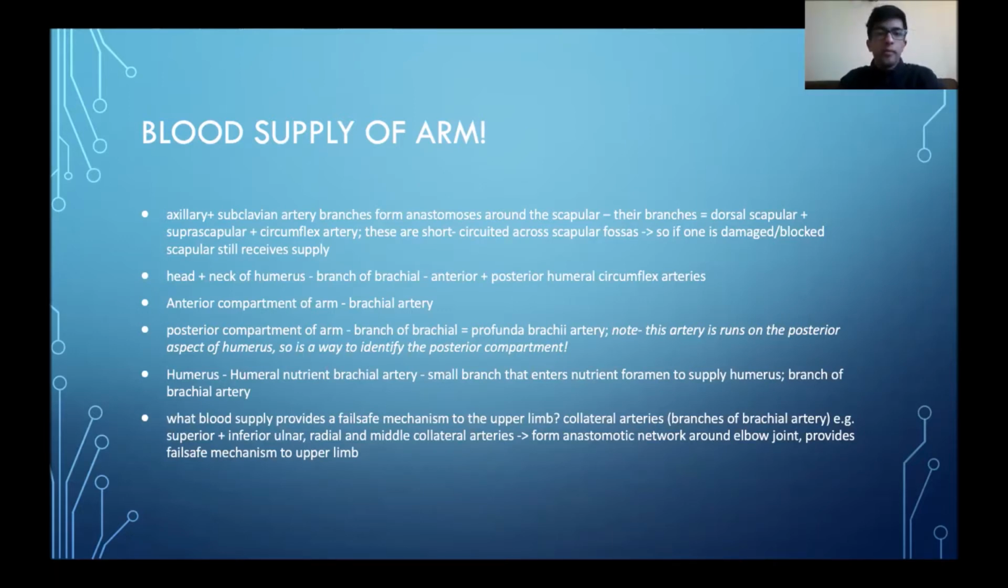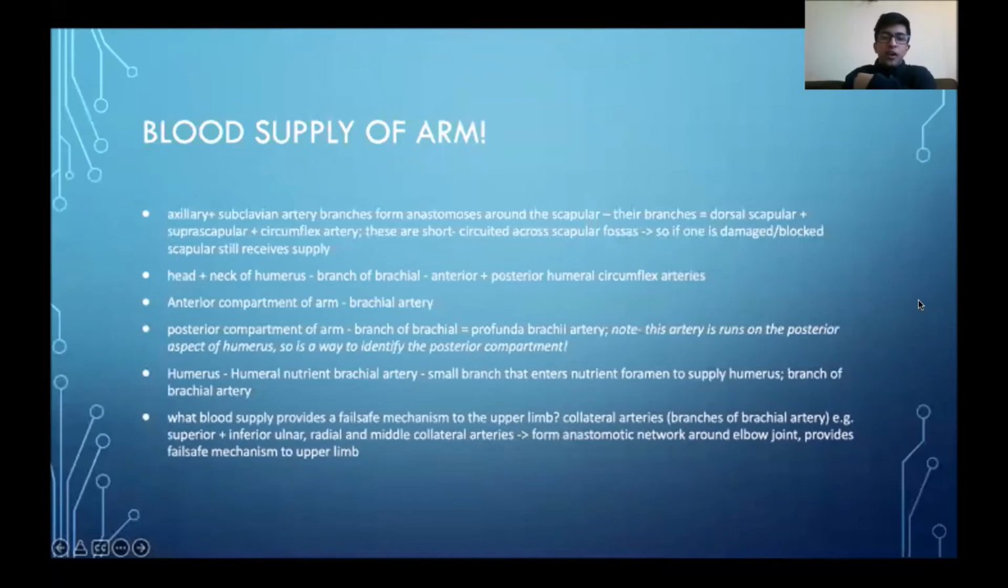So here's more information, and I don't think it's essential to go into all of these details, but because it was in your lecture content, or will be in your lecture content, I've put them here for you just in case. So you have axillary and subclavian artery branches that form anastomoses around the scapula. These are branches to be aware of: the dorsal scapular, suprascapular, and the circumflex artery, which is kind of like a circular artery.